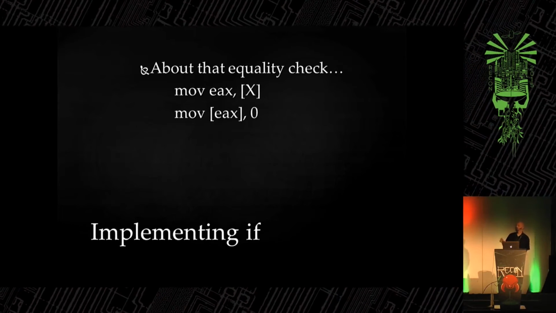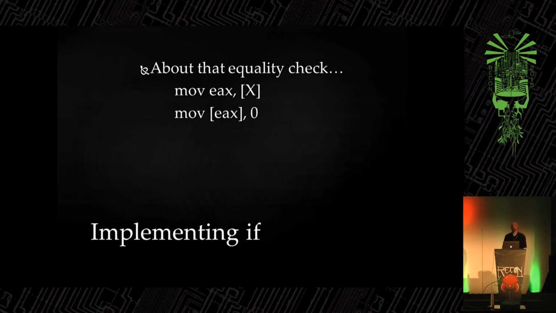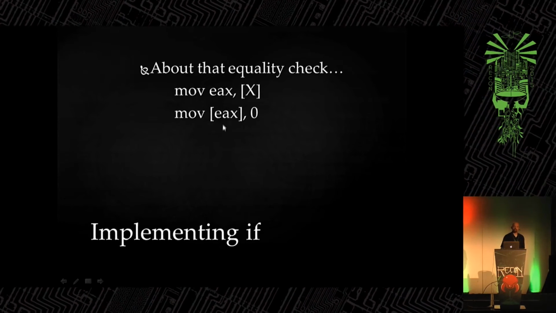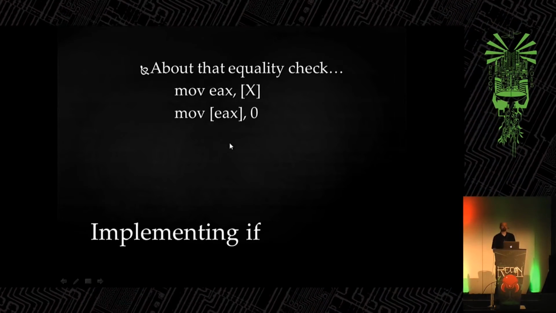Now, if you're paying close attention, you might have noticed that there's a little bit of a problem with this equality check I showed. We're sort of reading this variable x and then trying to assign 0 into whatever memory address that is.